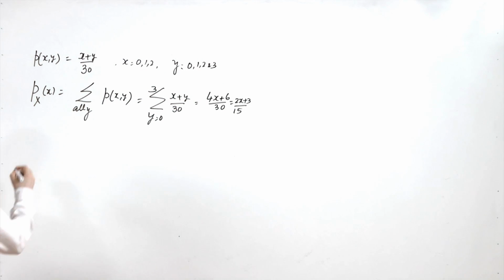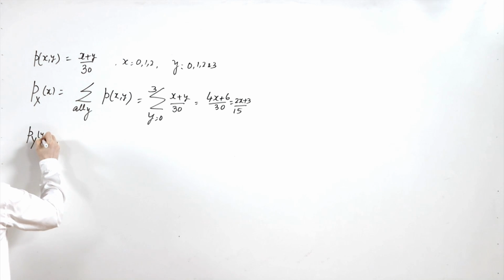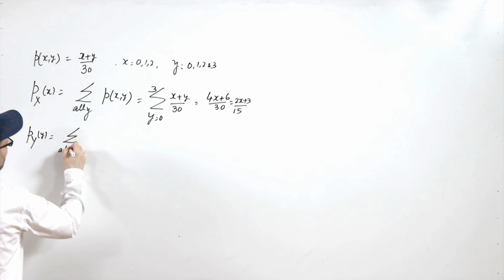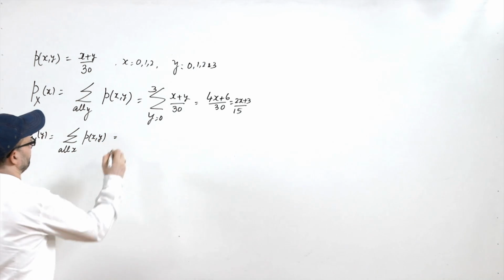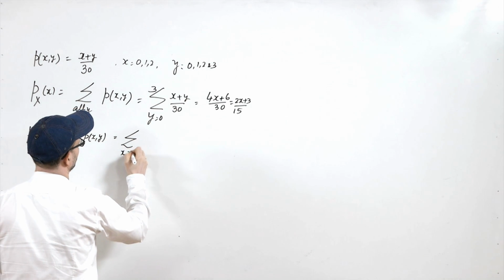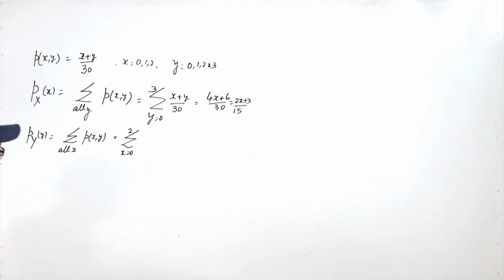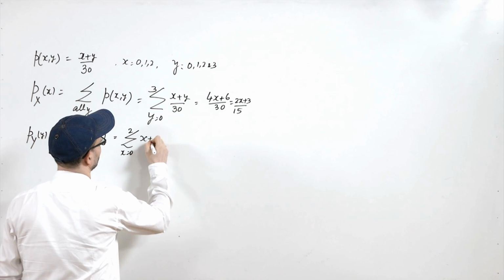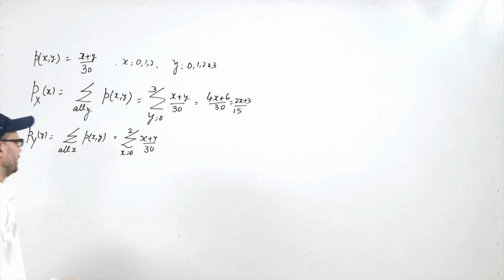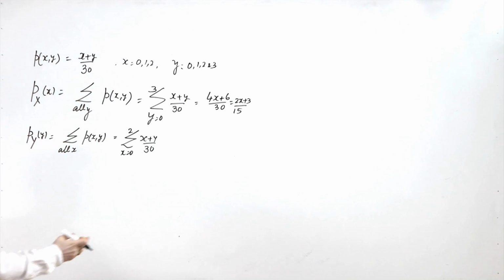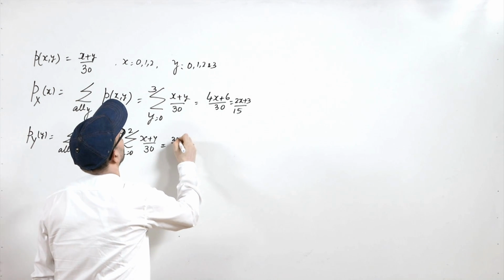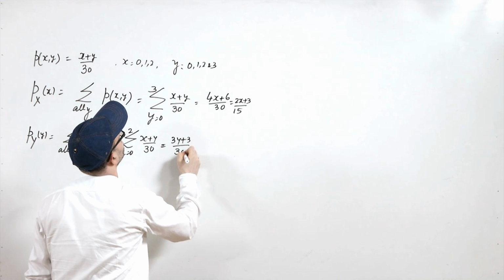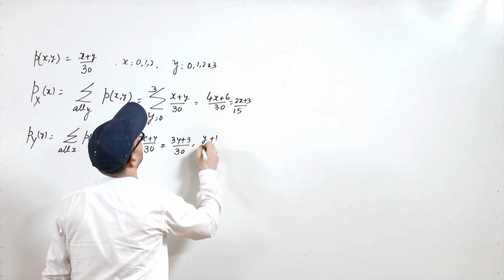Now we get pY(y), which is the summation over all x of pXY. Here the values of x are the discrete values 0, 1 and 2, and we have (x plus y) by 30. So it will be y by 30 plus (y plus 1) by 30 plus (y plus 2) by 30, three terms added. So it will be (3y plus 3) by 30, which is (y plus 1) by 10.